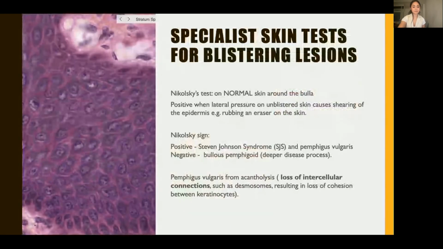Next slide. So I did just want to chuck in specialist skin tests because I think the differentiation between bullous pemphigoid and pemphigus vulgaris is quite confusing. So there's this test called the Nikolsky's test. It's positive when on lateral pressure of unblistered skin, you get shearing of the epidermis. So if you rub an eraser on the skin, you're going to get shearing. So it's positive in, say, pemphigus vulgaris, but it would be negative in something like bullous pemphigoid, which is more of a deeper disease process. And they're both autoimmune skin conditions.